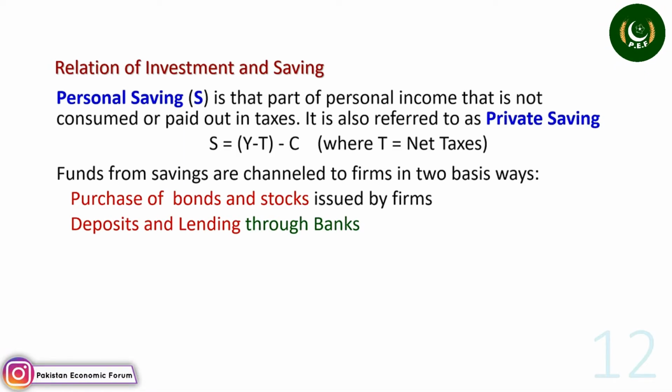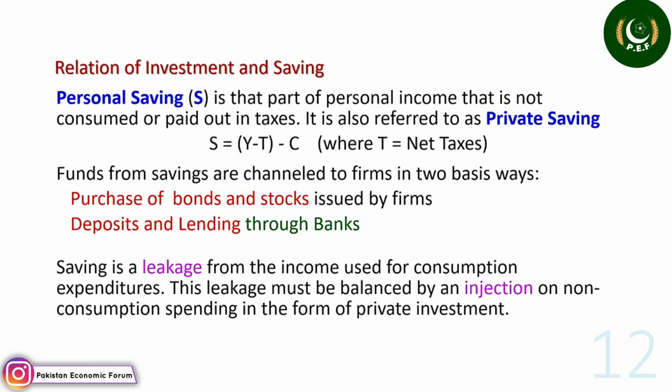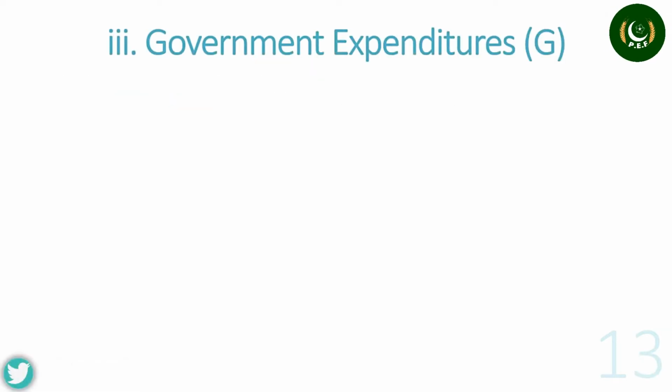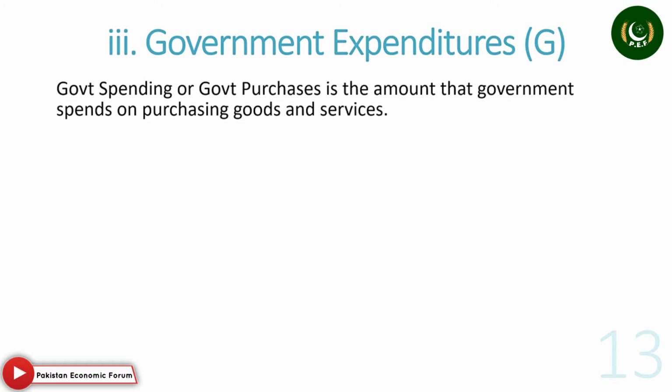For this, we can say that saving is a leakage from the income used for consumption expenditures. This leakage is normally balanced by an injection of non-consumption spending in the form of private investment. The next component of expenditures is government spending, or government expenditures, which is the value of goods and services purchased by the government.